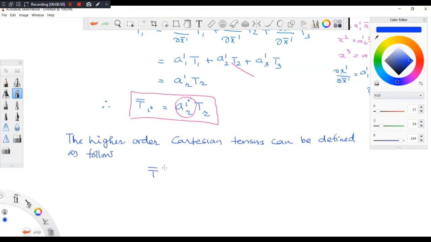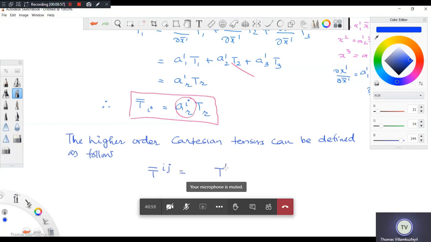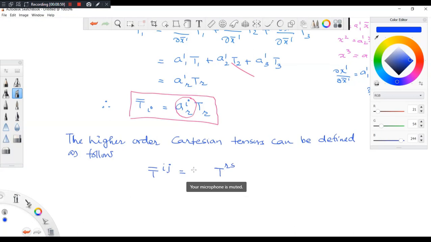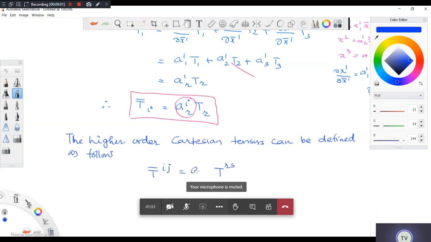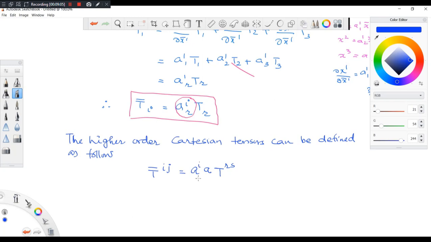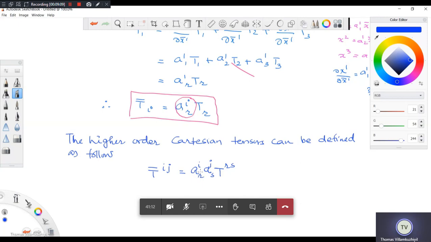T bar ij is equal to, here I should have a TRS I need. Okay, so what should be this? I have this A and A. Here it will be IR and it will be JS. Okay, so two things will come. This is corresponding to two partial derivatives.